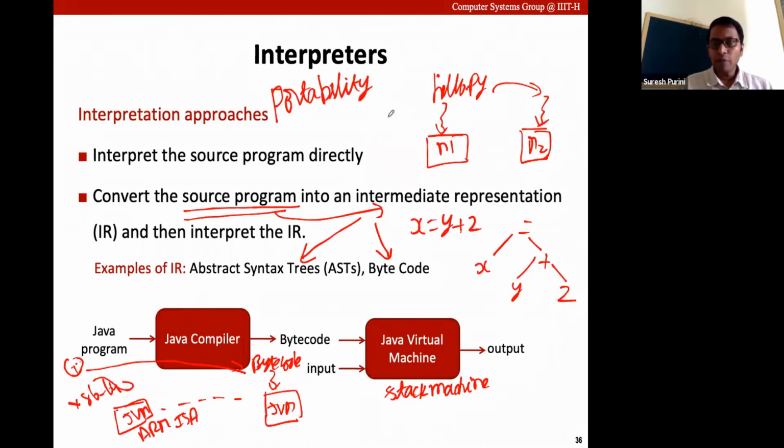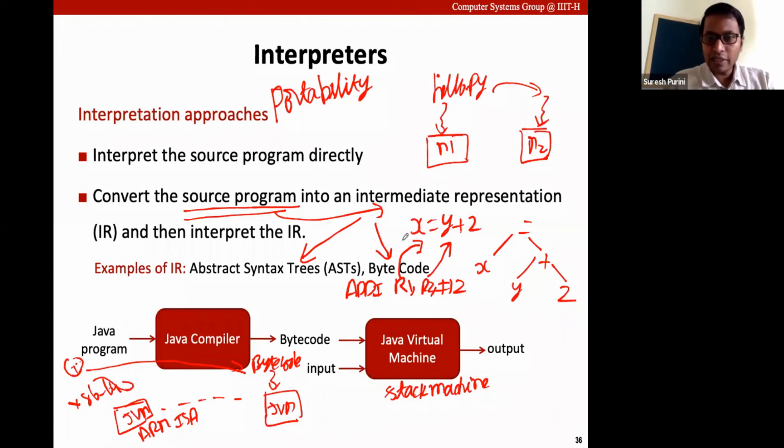But there is a problem. You can see if you have a statement such as x is equal to y plus 2 in an instruction set architecture, this can simply turn out to be add I register R1, R2, that is, add immediate constant 2 to register R2. Register R2 corresponds to variable y, and register R1 corresponds to variable x. So this add I instruction takes less than one clock cycle to execute.